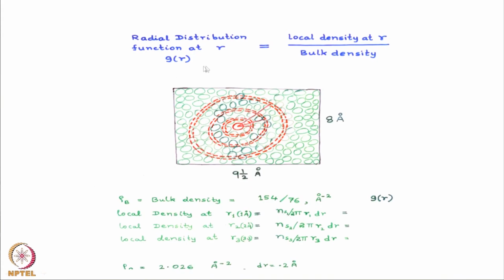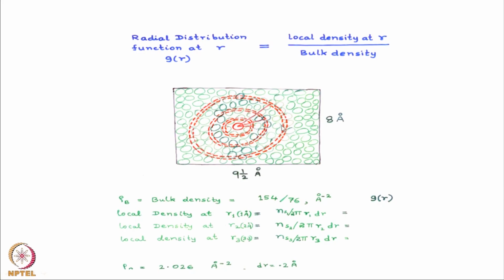So, this is a two-dimensional area. In that area, I have taken a central particle; the red particle is the central particle. At several distances from the central particle, I construct these shells. Now, in 2 dimensions, this shell is nothing but an area. So, what will be the area? Area will be pi r square dr. For the inner shell, it will be pi r square dr. For the outer shell, it will be pi r square dr, where this r is bigger than the inner r.